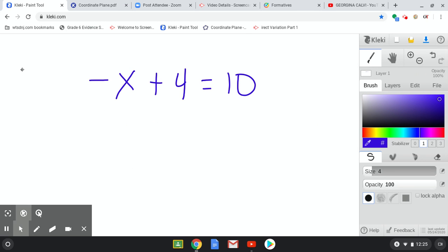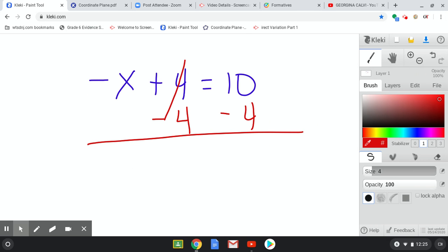Okay, so let's say I had this problem. I need to get my variable by itself. So I am going to move that positive 4 to the other side. I'm going to do the opposite, which means I'm subtracting 4. I'm going to be left with a negative x is equal to 6.